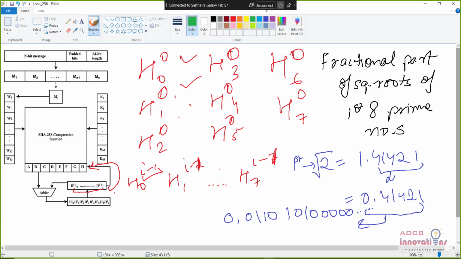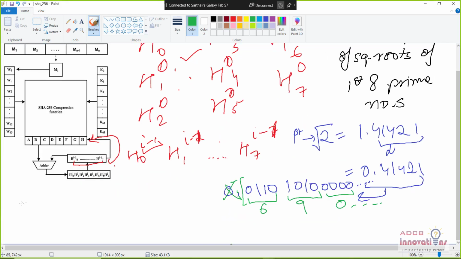So now you see, we only need to take the fractional part, so we don't need this part, only this part here. When we divide it like this, this is 6, this is 9, this is 0, and so on. So what is the actual value of H0? It's not 9, sorry, it's A. So the actual value is 6A09E667. This is the value of H00, and when we solve this we will get this value.